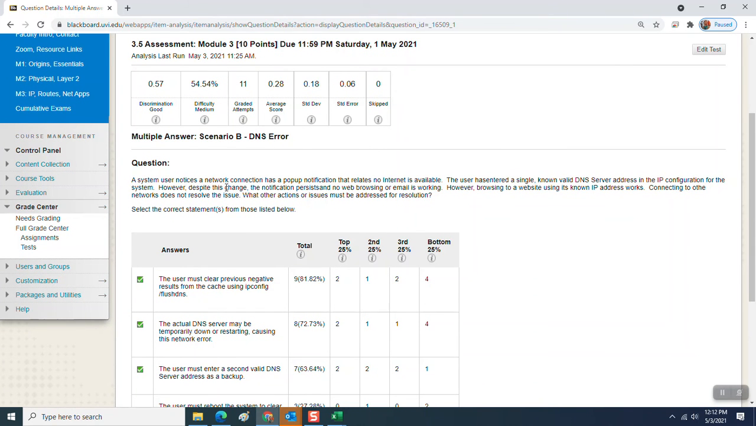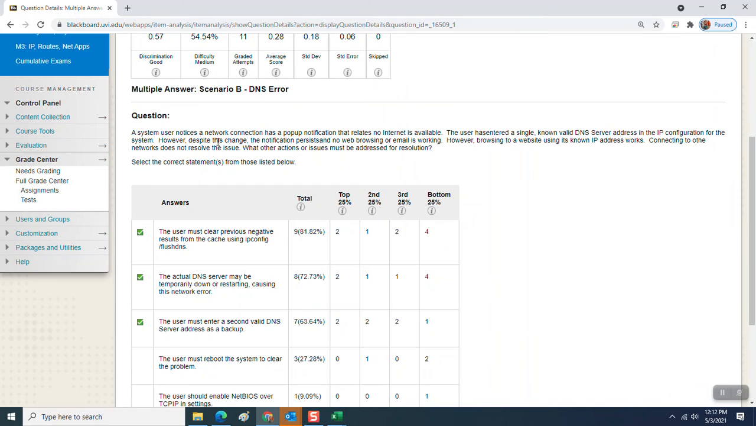Scenario B, DNS error. A system user notices a network connection has a pop-up notification that says no internet is available. We're saying down here it says no internet available. That usually means that DNS is not active in the neighborhood. The user has entered a single known value DNS server address in the IP configuration for the system. However, despite this change, the notification persists and no web browsing or email is working. So they made a change down here, but they still can't clear that error.